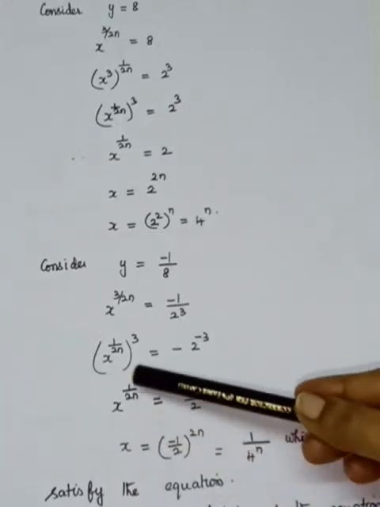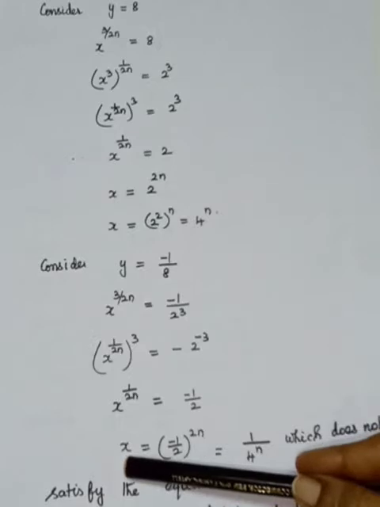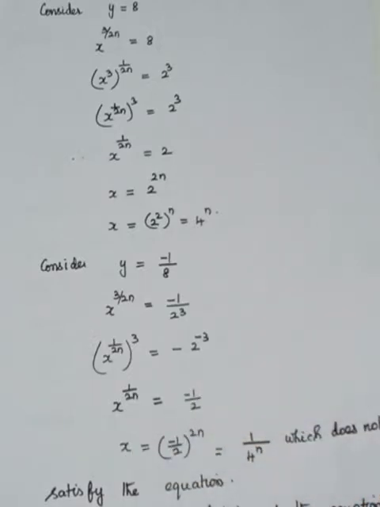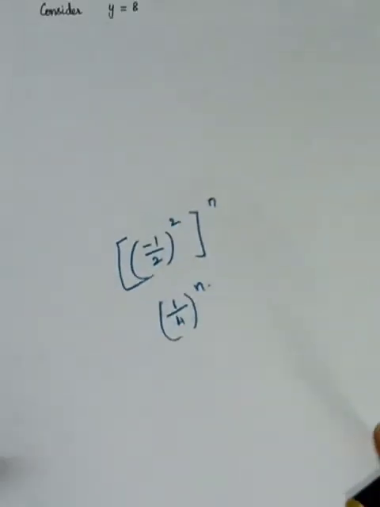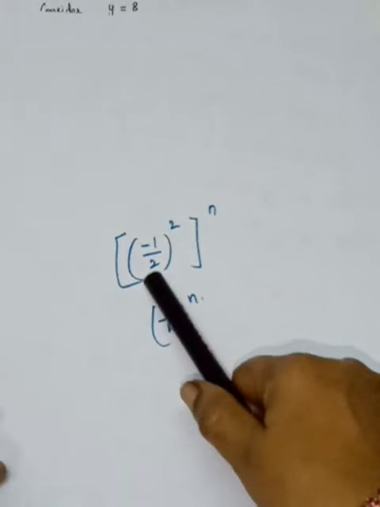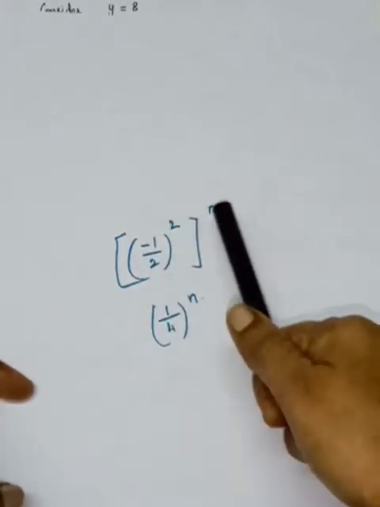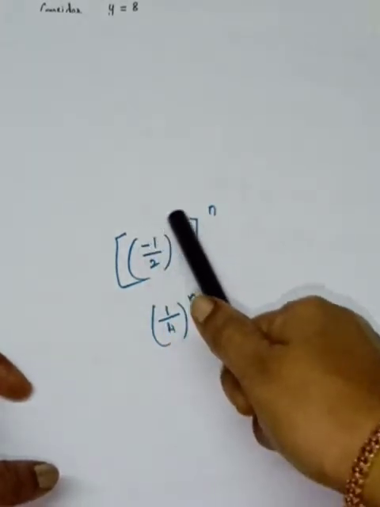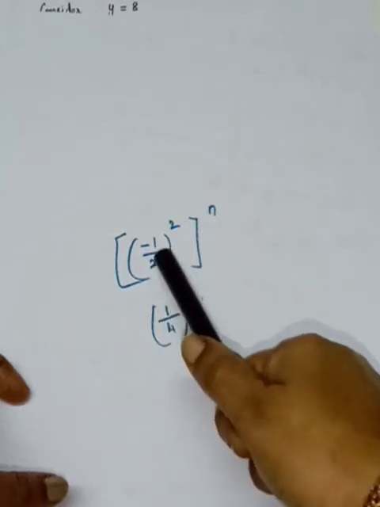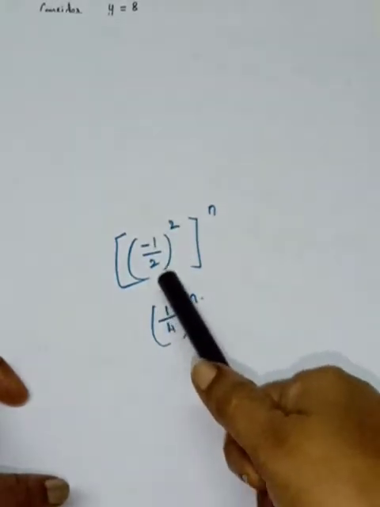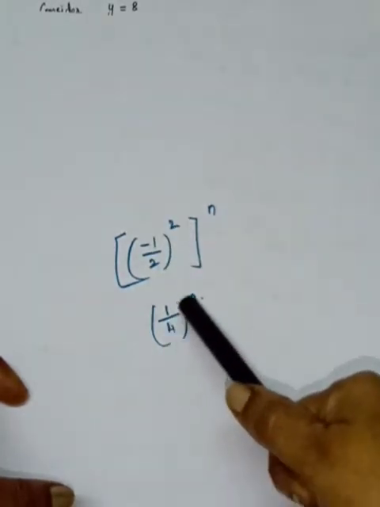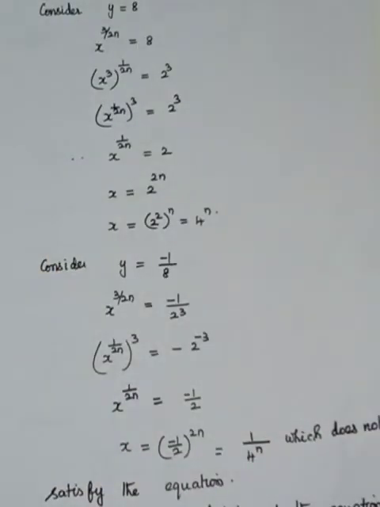So raise to the power 2n. Here you will have x, and here you get minus 1 by 2 the whole power 2n. The minus 1 by 2 the whole power 2n can be written as minus 1 by 2 the whole squared to the power n. If you square this, minus 1 the whole squared is 1 and 2 squared is 4, so the whole to the power n. So your answer is 1 by 4 power n.